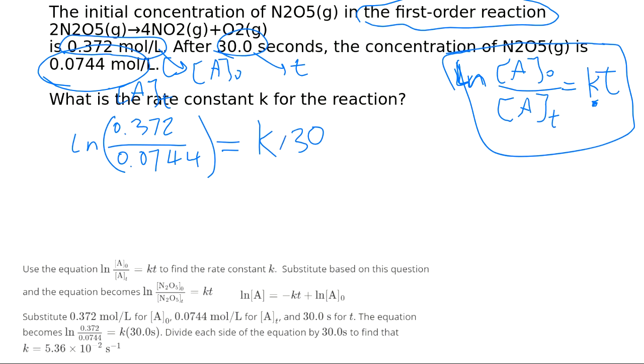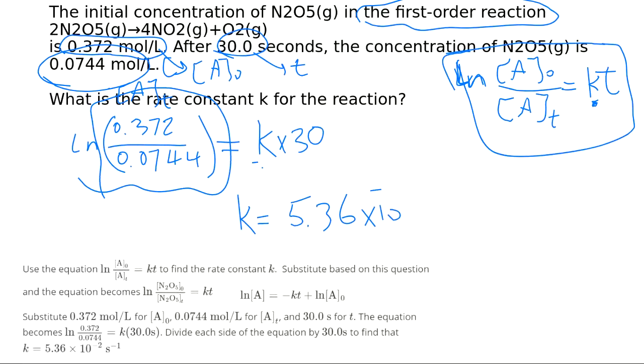Okay. So you first find this ratio, then take the natural log of this value, the ratio. Once you have the natural log of that number, you divide by 30 to get the value for k. So you find the value for k equals 5.36 times 10 to the negative 2, and it is going to be per second.